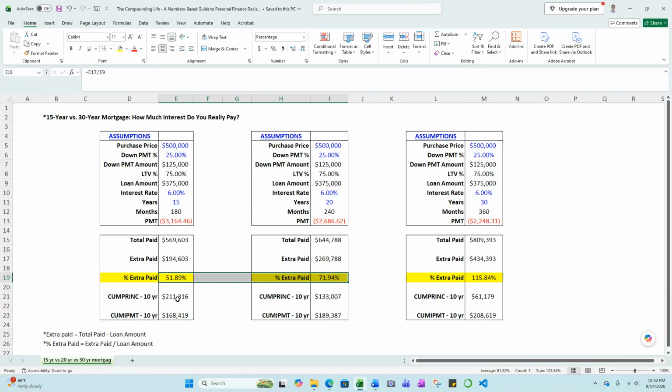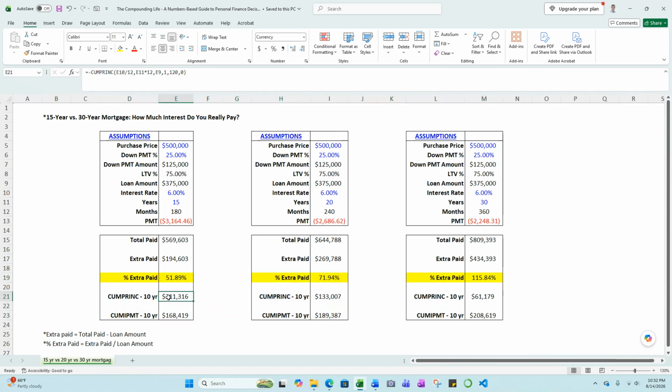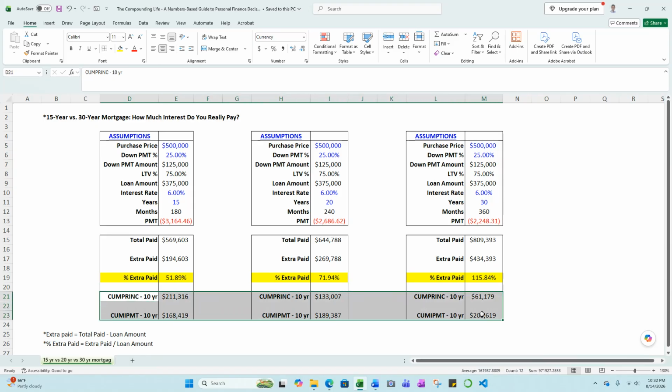So another thing worth noting here, this is the total principal paid over a 10-year period. You can see how that's calculated if you'd like to pause the video. We also have the interest paid over a 10-year period cumulatively. You can also pause the video on that as well. So let's just kind of focus on this data.